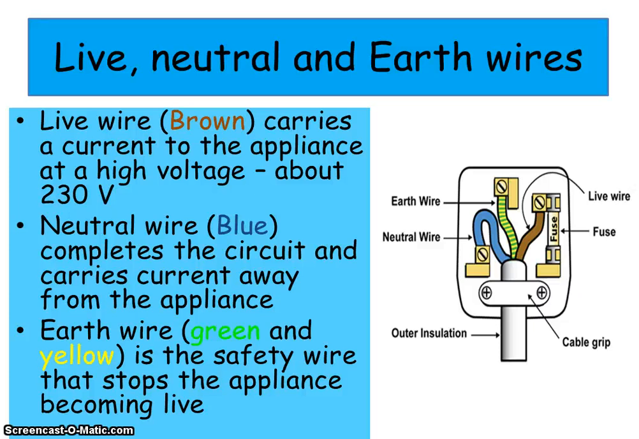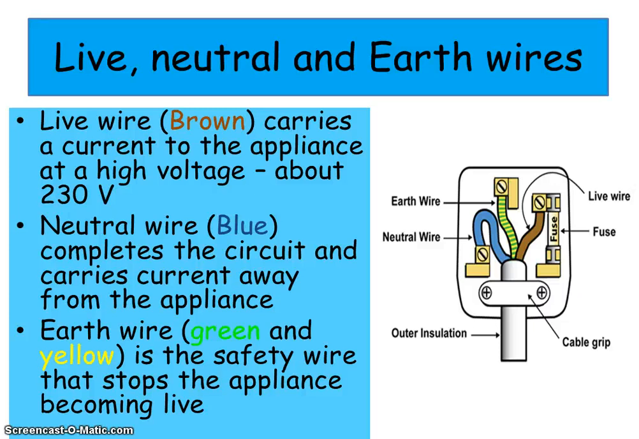Now each fuse has a rating, and if the current passing through it exceeds this rating, the wire inside the fuse heats up, melts and breaks the circuit. Like I said, this protects your electrical appliances from surges of current. So the fuse melting, a little like a 10p fuse, is much better than a £100 electrical appliance.